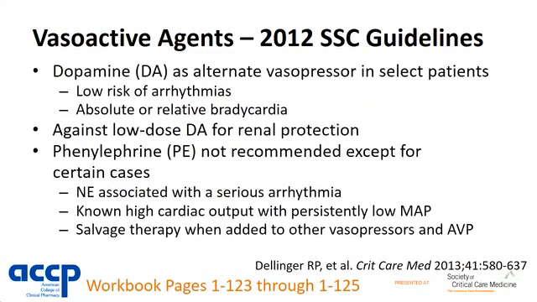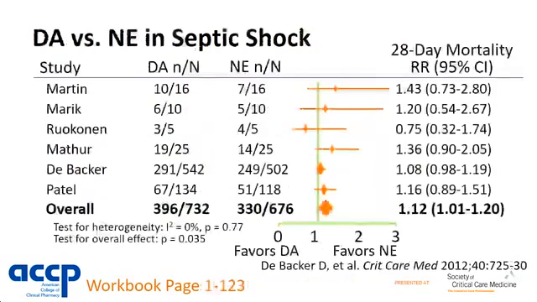The guidelines strongly recommend against dopamine, except for some few scenarios, specifically a patient with low risk for arrhythmias. I don't know how to predict that, but that's what they say. They say don't use dopamine for renal protection, and phenylephrine is not recommended except for certain scenarios. The first of which is when your patient has a serious arrhythmia on norepinephrine, or in a scenario where you have salvage therapy where your cardiac output is known to be high with MAP persistently low, or when you're adding it to other vasopressors, including vasopressin.